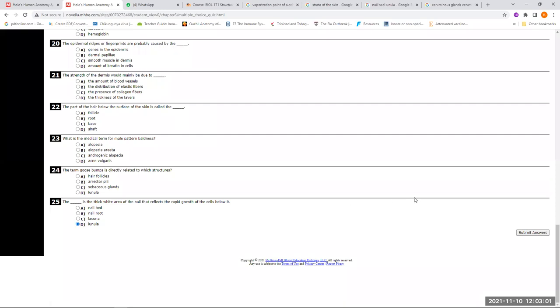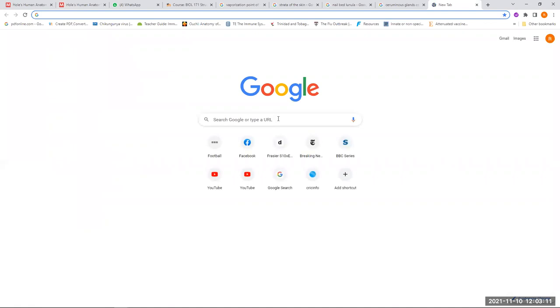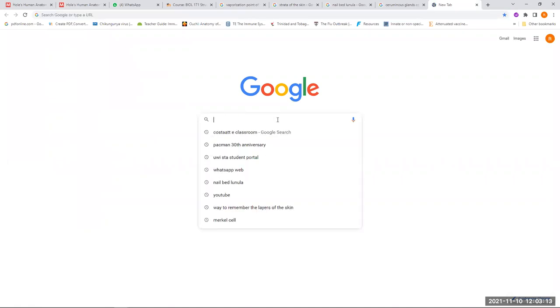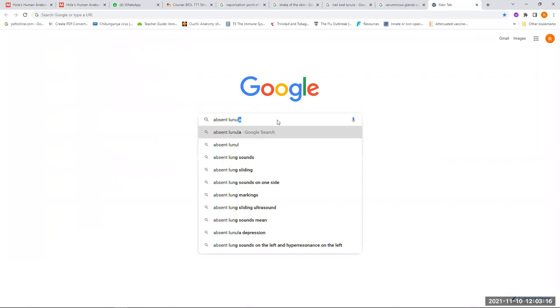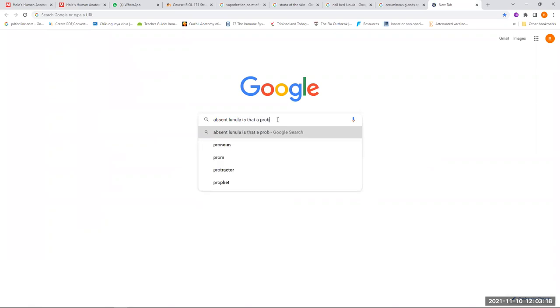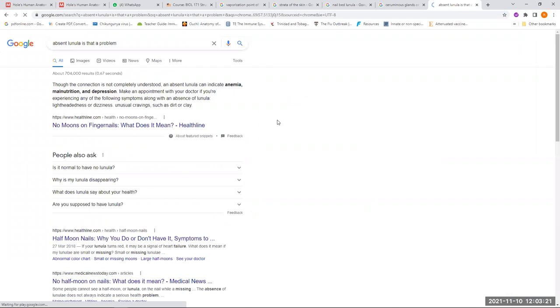Question. Go ahead. For the person who you don't see the white part in their nail beds, what does that symbolize? That's a very good question. I don't know, but let's have a look. Absent lunula. Is that a problem? Because you have me now looking at my fingers and you're getting me worried because I'm not seeing it. I only have it on my thumb. Same with me. See me now, my blood pressure going up and my heart racing. Well, I have none at all.